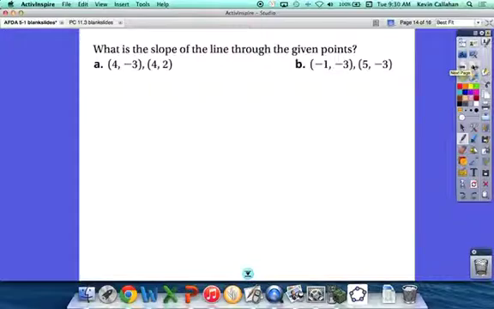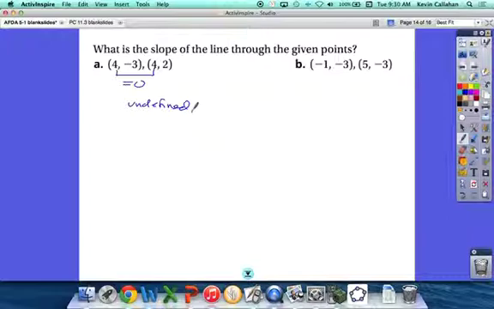So which one of these is going to have a slope which is undefined? The other one is 0. Which one is undefined? The A? Why? Right? Because the x2 minus x1 in the denominator is 0, right? This is 0, undefined. And how about this one?